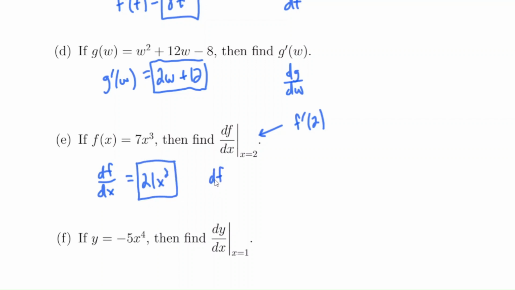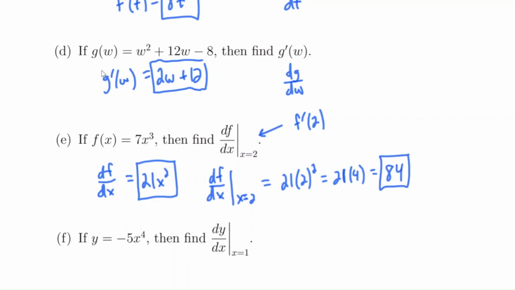Now, what is df dx at x equals 2? Evaluated at x equals 2. Well, we just plug in 2 now for x. So we'd have 21 times 2 squared. That'd be 21 times 4, which would be 84. So remember, the derivative of a function is a function, but the derivative of a function evaluated at a point, if you're trying to find f prime of 2, or df dx at x equals 2, you end up getting a number. That number represents the slope of the tangent line at x equals 2.